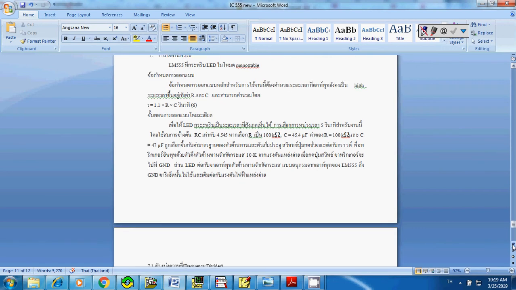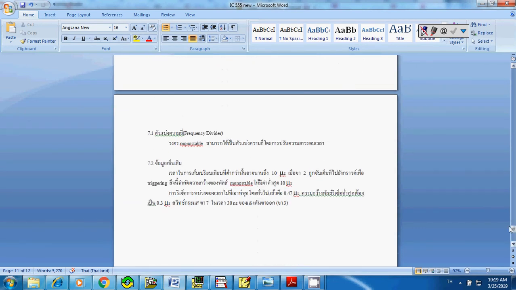Okay, I think I will discuss the application of IC555 later on, because I don't have the circuit diagram yet for IC555. Okay, I will talk about it later on.